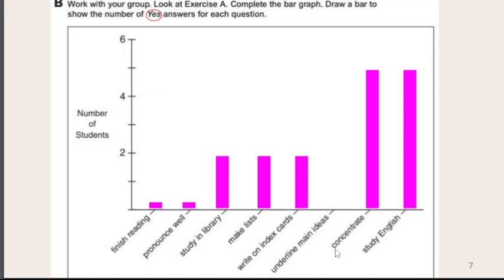Because this bar graph only will show the answers, the yes answers.